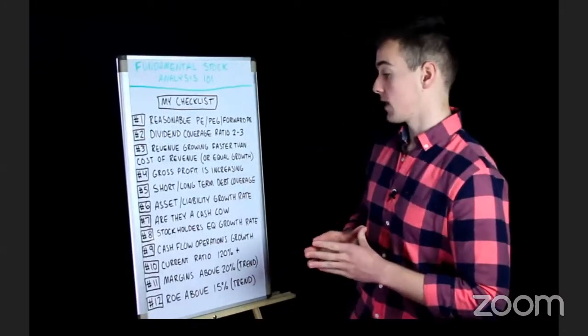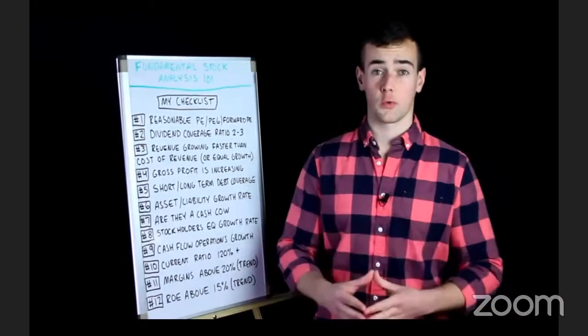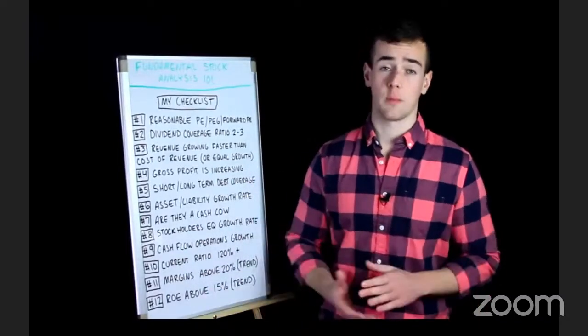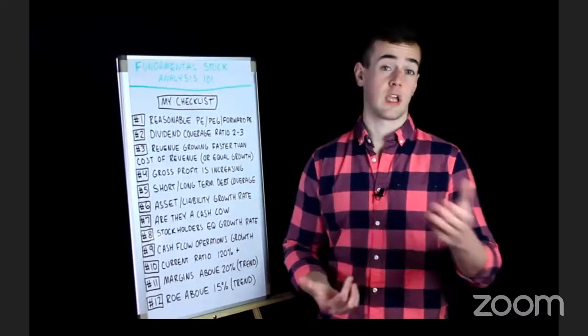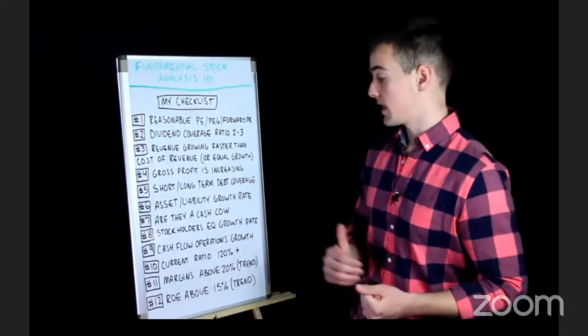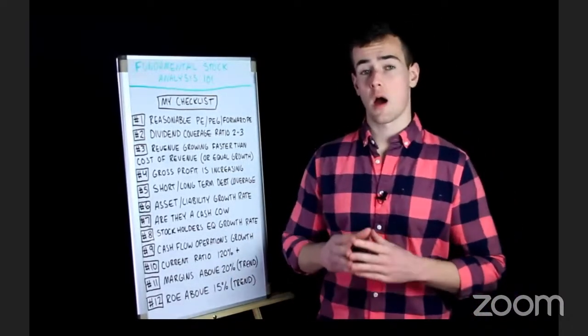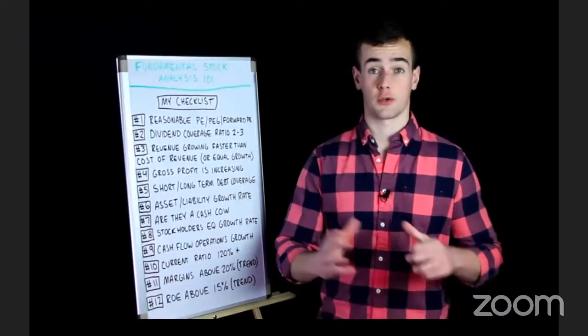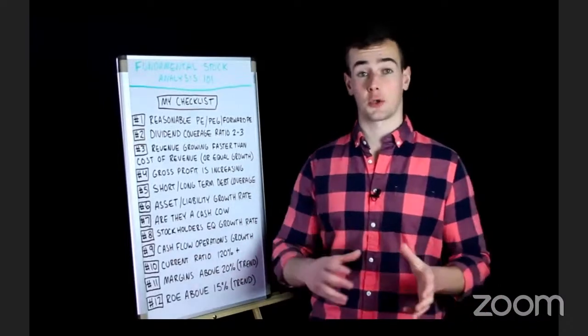Number nine, I look at the cash flow from operations growth rate to see if they have more cash flow from operations coming in. And again, that will be indicated looking at the balance sheet, looking at the cash and cash equivalents. Number 10, I want to see a current ratio of above 120%. That means they have good short-term debt coverage. Their current liabilities do not exceed their current assets.